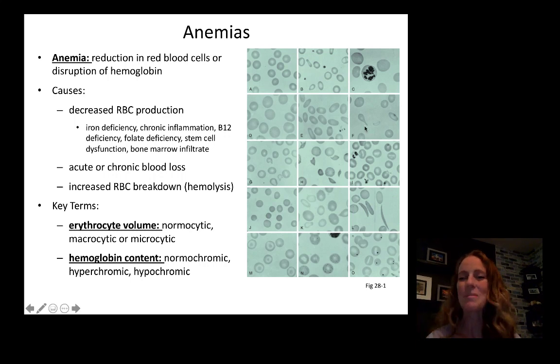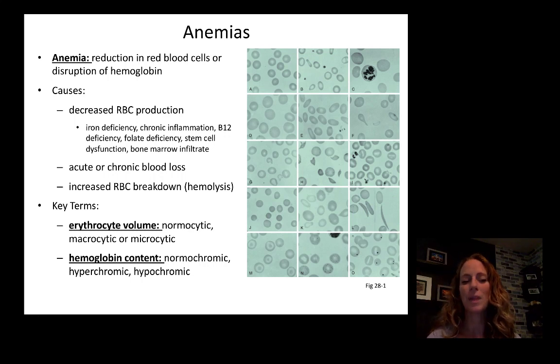Later, not now, but later, you will learn how to read the peripheral smears to look for changes in blood cell phenotype. Are they too small? Are they too big? Are they too light in color? And this will help you to determine what type of anemia your patient may have. You guys will get good at this during the hematology unit. So when you come back for the hematology unit, you can refer to these figures from your textbook.